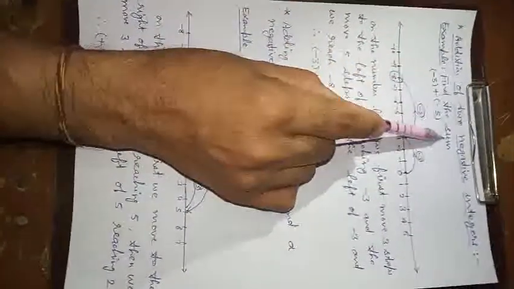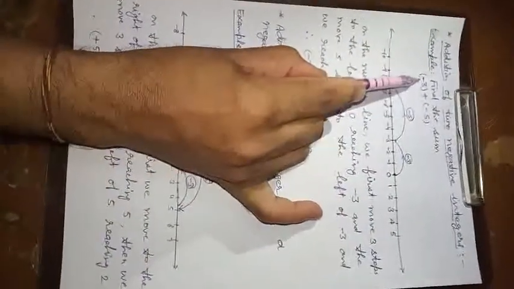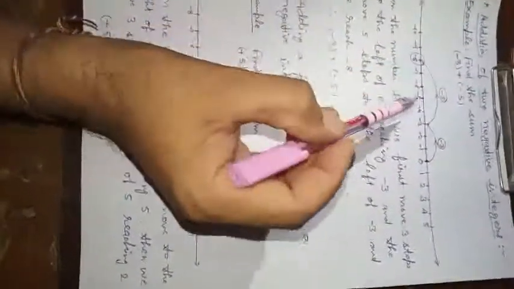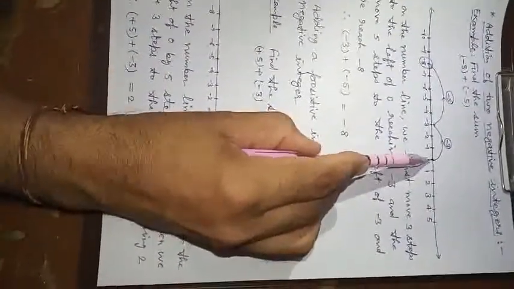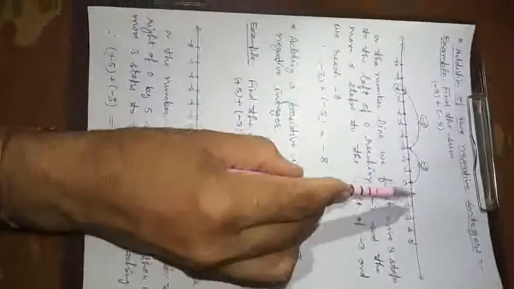Addition of two negative integers. Let us take an example. Find the sum of minus 3 plus minus 5. Here we see that both the integers are negative. So to find this sum, first we draw the number line and write positive integers on the right side of 0 and negative integers on the left side of 0.